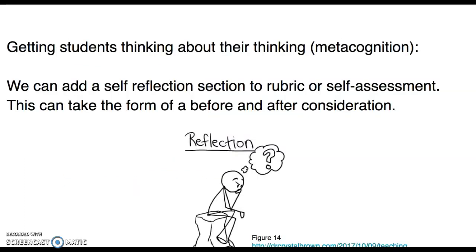One of the things that I would like to implement more is getting students to be aware of their own thinking and how they think in the foreign language, otherwise known as metacognition. So one of the ways in which we could do this is by adding a self-assessment portion to their writing rubrics or their project rubrics. Furthermore, we could also split projects to have a before section and an after section.